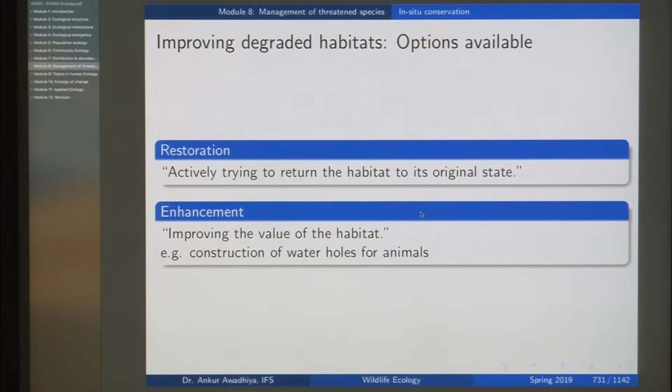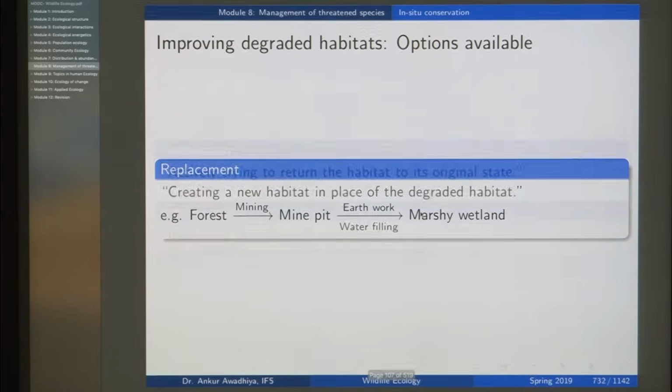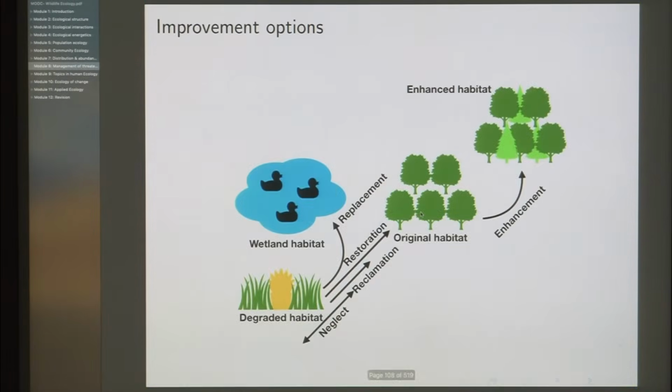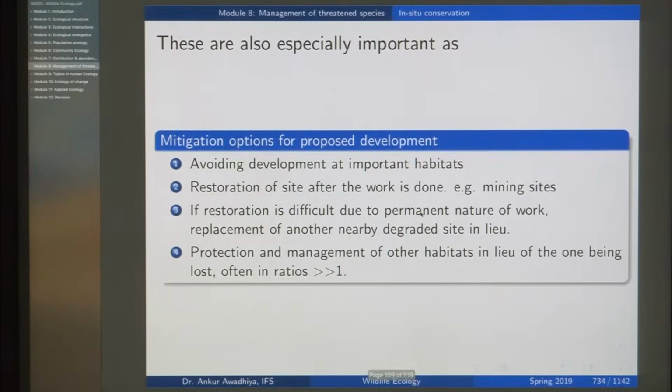And fourth is enhancement, in which you are trying to improve the value of the habitat, such as construction of water holes. And the fifth one is replacement, in which you create a new habitat in place of the degraded habitat. And a classic example is that a forest is converted into a mine and then this mine is converted into a marshy wetland. So, we looked at these 5 improvement options, and these are also mitigation options.